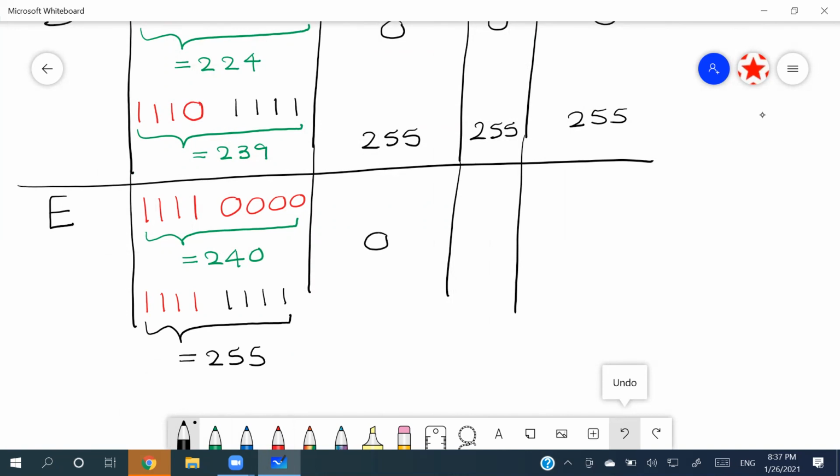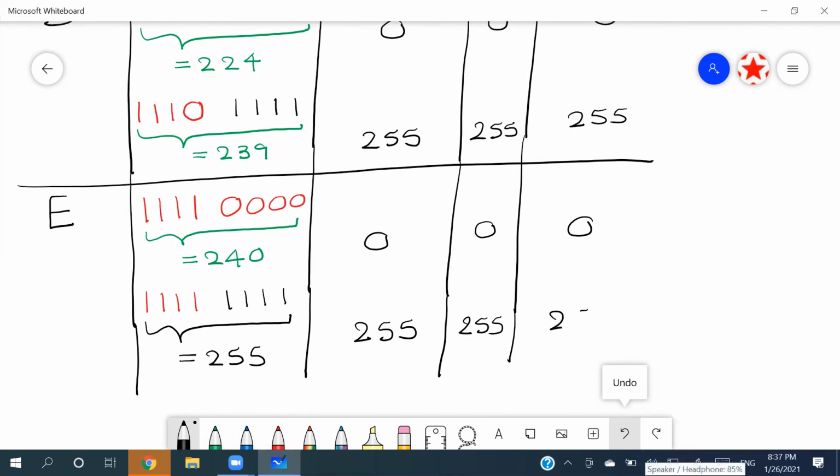So rest is going to be the very same, 0 to 255, 0 to 255.